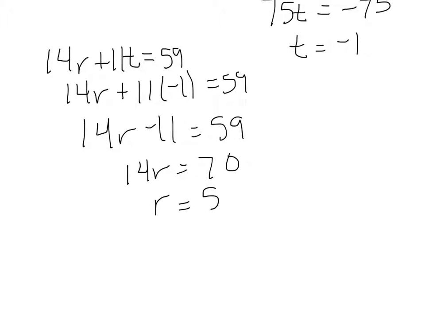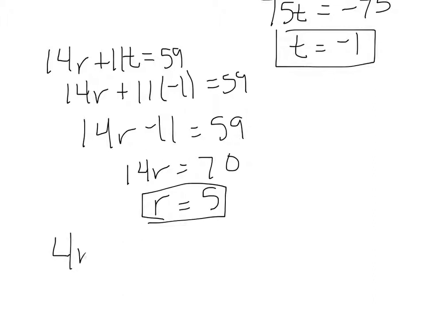So now I have two values. I have r equals 5 and t equals negative 1. And I have one value left to solve for. I can pick any one I want to, but I'm going to plug r and t back into equation number 2 and solve for s. So my equation number 2, if you remember, looks like this: 4r minus s plus 5t equals 13.